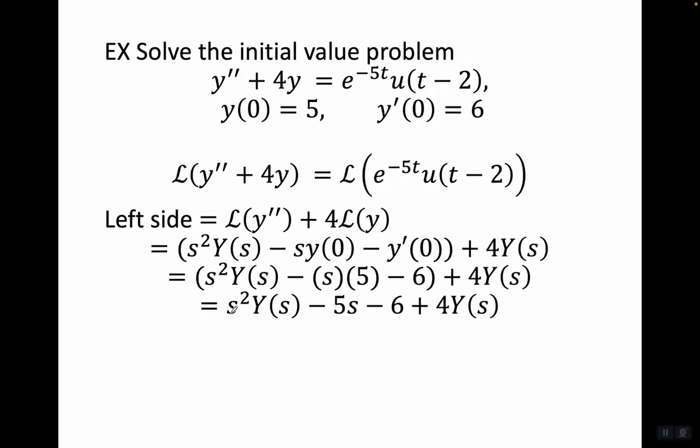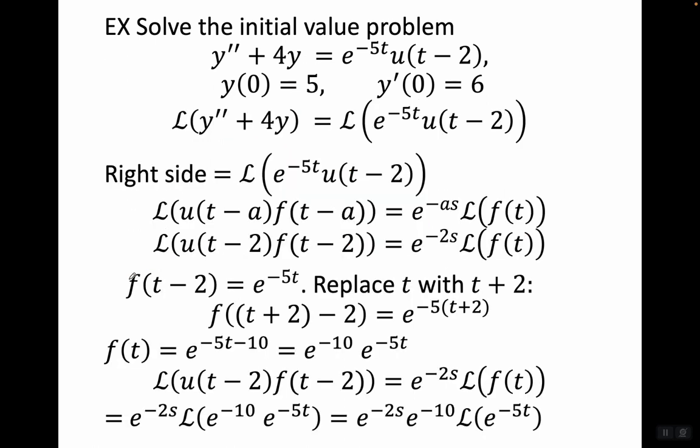So again, going back to this initial value problem, let's start with the left side. Left side is L of y double prime plus 4y. In other words, it's the Laplace transform of y double prime plus 4 times the Laplace transform of y. We're breaking up the sum and we're pulling out constants. We've seen before that this is the formula for L of y double prime, and L of y is just going to be capital Y of s. Now let's plug in 5 for y of 0, and let's plug in 6 for y prime of 0, and we end up with this line. Simplify a little bit, and we get s squared Y of s minus 5s minus 6 plus 4Y of s.